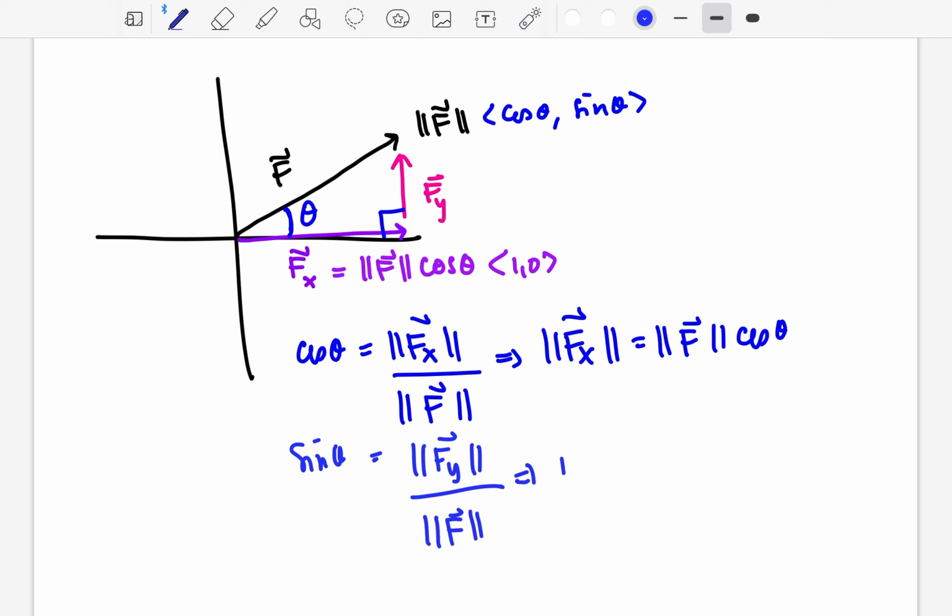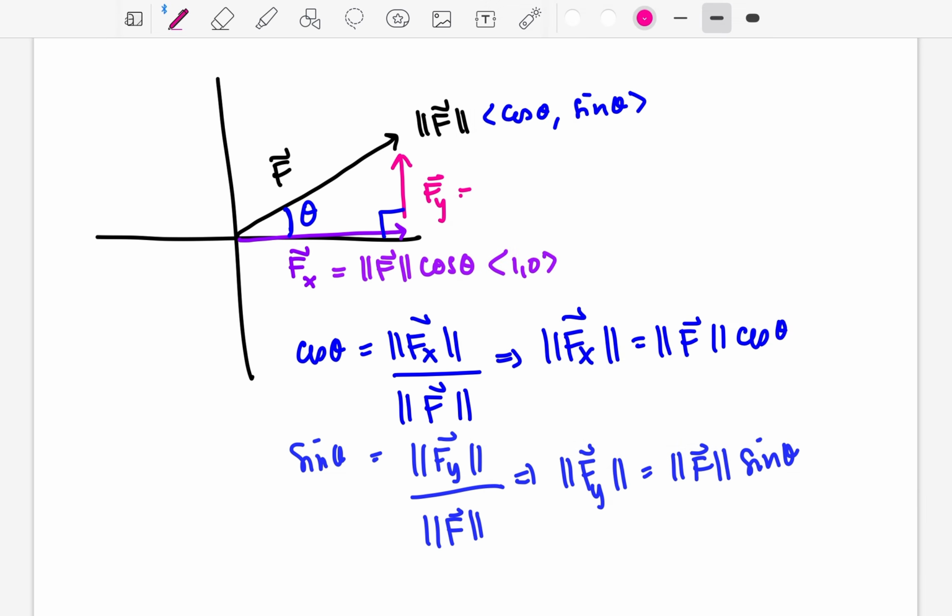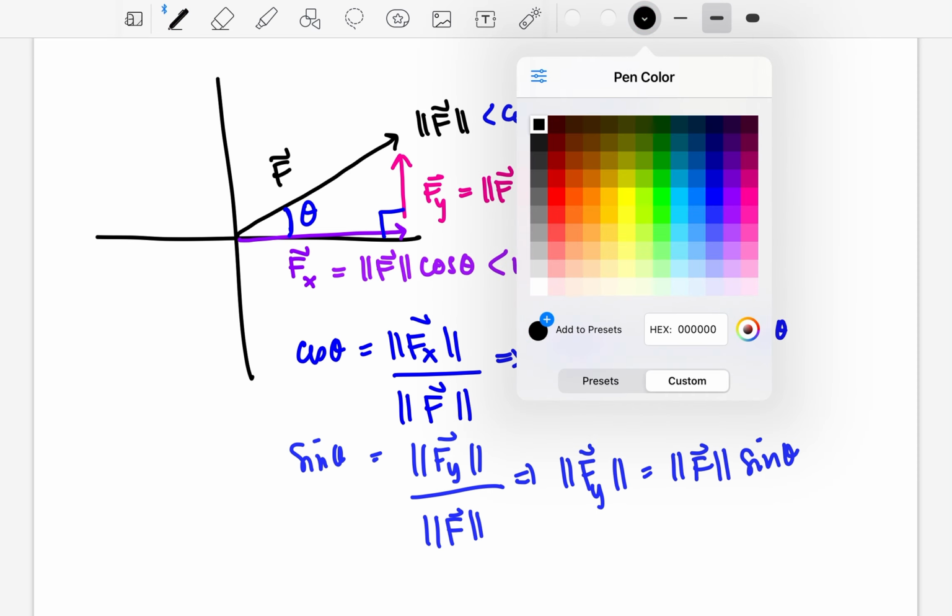So from here we get that the magnitude of the vertical component is equal to the magnitude of the vector F sine theta. And if I take this and put it on the y-axis, its direction is just 0, 1. So I put that together and I get that this is equal to the magnitude of F sine theta times the vector 0, 1, okay? As a result, I can write it like that, or I can write it using the basis.